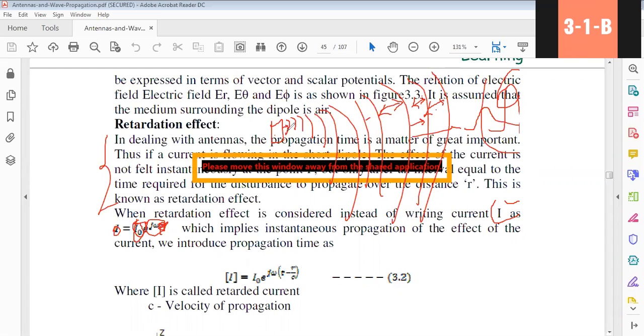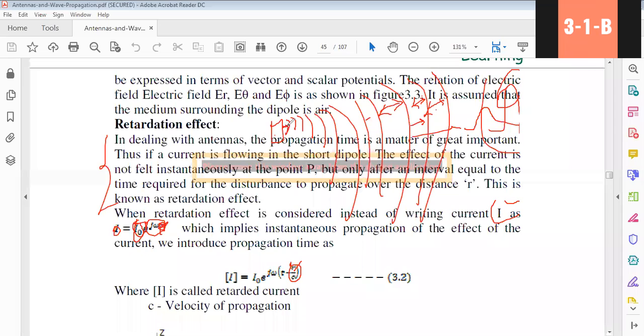Okay, so here we need the relation between velocity and time. Okay, what is the relation between velocity, time and distance? Velocity equal to distance by time. Okay, velocity equal to distance by time. Okay, from this t equal to distance by velocity. See here, I equal to I naught into e power j omega t minus, this is also time. Okay, this is the r, how much distance it traveled.